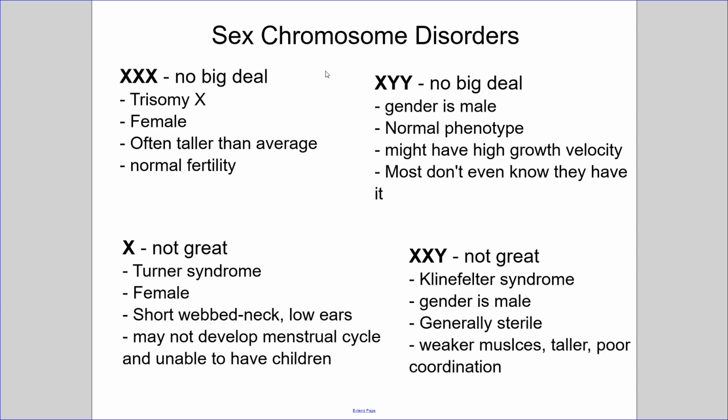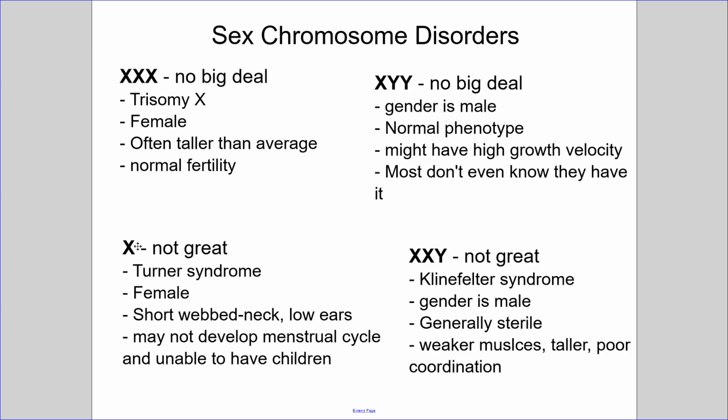There are some sex chromosome disorders that are kind of interesting. If you happen to inherit a third X, so you get 3 X chromosomes, it's not that big of a deal. It's called trisomy X. You would be a female. You might be taller than average, but you would have normal fertility, meaning you can give birth and have a family. If you happen to get an extra Y chromosome, that too is no big deal. Your gender would be a male. You'd have a normal phenotype, but you might have a high growth velocity. If you have this genotype, most people don't even know that it exists. There's not much difference between this and a regular XY genotype.